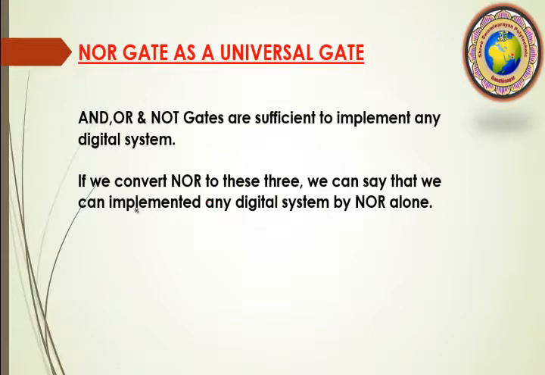Now, as we know, for the NOR gate or any gate we have to use these three basic gates: AND, OR and NOT. Using these three gates is sufficient to implement any digital system or any logic gate. So that's why if we convert by using the NOR gate into AND, OR and NOT, we can directly say that we can implement any digital system by NOR alone.